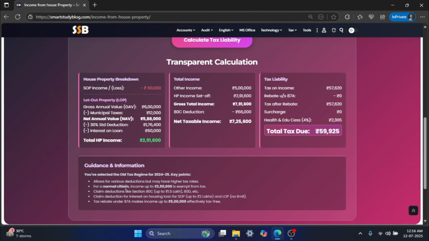And you mentioned the guidance and information section again? Yes. Always check that section below the results. It gives valuable context specific to the options you picked. It really helps make sense of the numbers. Yeah, sounds like it really shifts tax planning from just guessing to actual strategy. This tool seems fantastic for getting quick estimates and making smarter financial decisions.